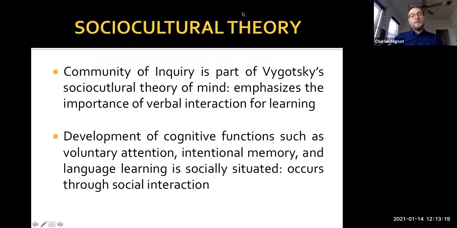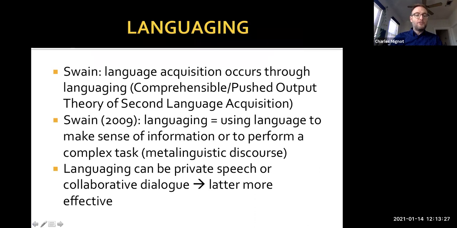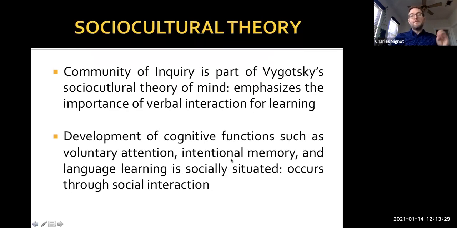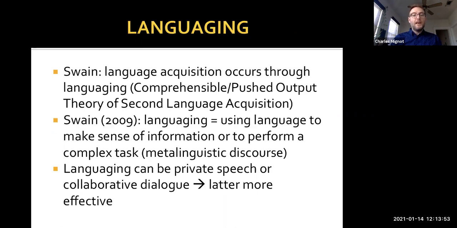This community of inquiry is part of Vygotsky's sociocultural theory of mind. I don't know if you're familiar with his research, but basically he emphasizes the importance of verbal interaction for learning. Learning occurs through social interaction. And he mentions the development of specific cognitive functions such as voluntary attention, intentional memory, and language learning as something that is socially situated. So it only happens through social interaction. All right.